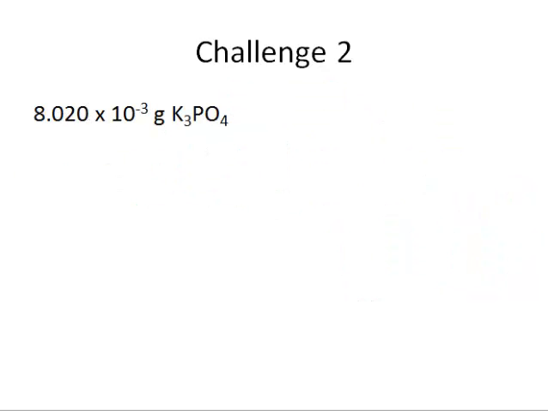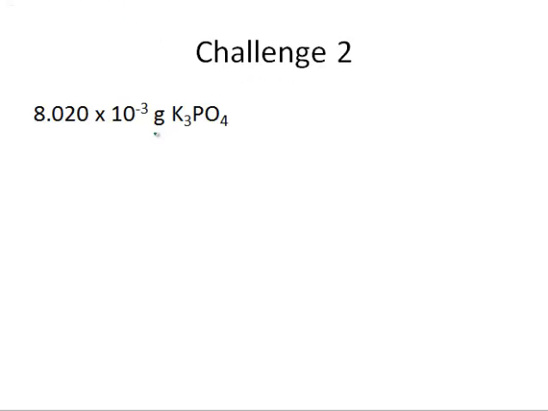Okay, so in the last problem, we have 8.020 times 10 to the negative 3 grams of potassium phosphate. So, pause the video, figure out what you need to convert it to, and then do the problem. Take no more than 5 minutes.